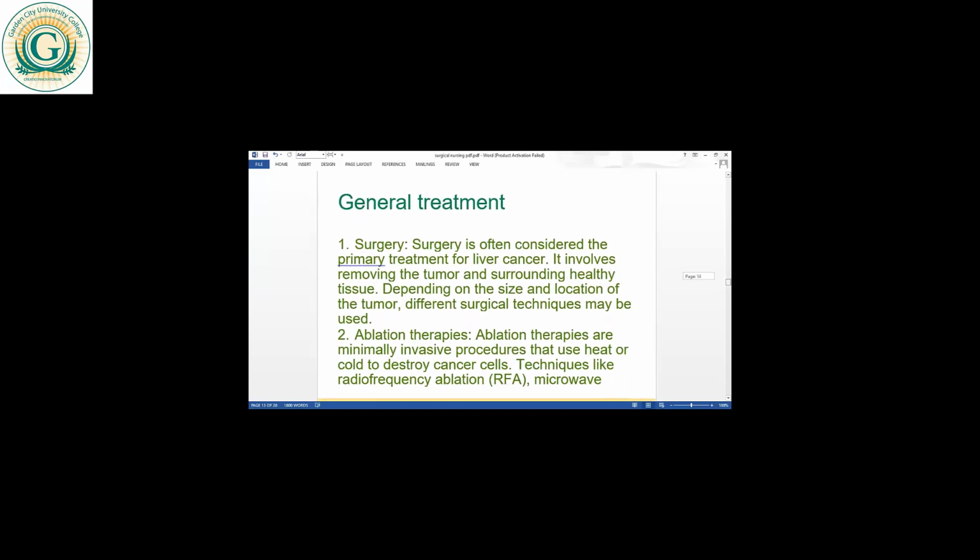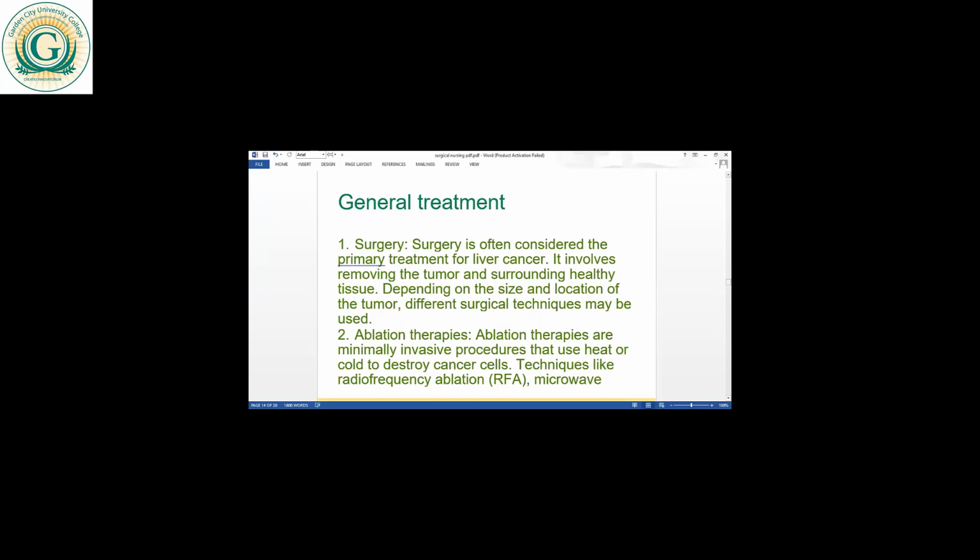General treatment of liver cancer includes surgery. Surgery is often considered the primary treatment for liver cancer. It involves removing the tumor and surrounding healthy tissue. Depending on the size and location of the tumor, different surgical techniques may be used.